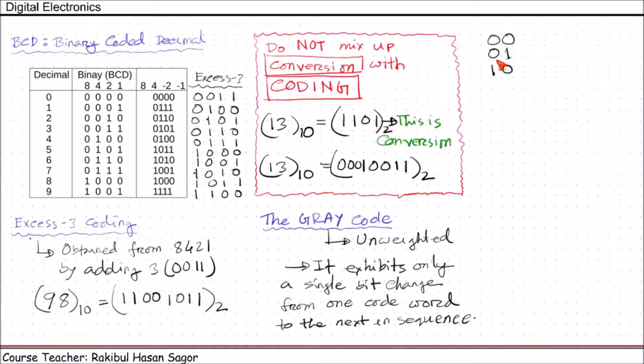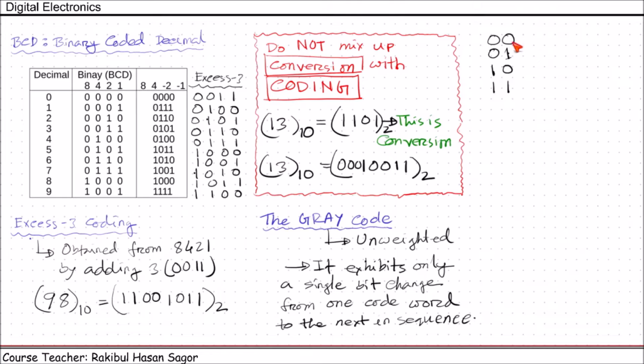We can see we are having 2-bit change. This 0 becomes 1 and this 1 becomes 0. So we are experiencing 2-bit change. And the next number will be 1, 1. Here we are experiencing only 1-bit change. This 1 remains same. This 0 becomes 1.